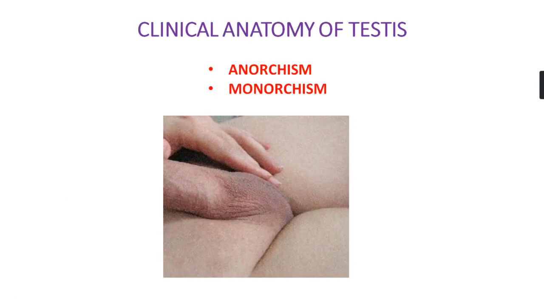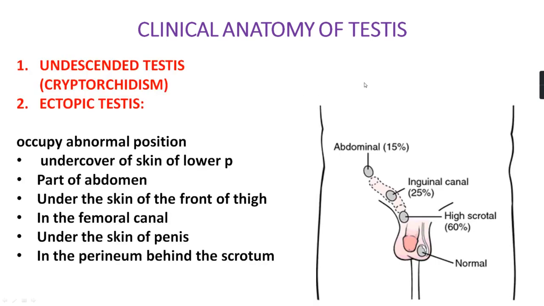Now something about the applied anatomy related to the testes. Anorchism. What do you mean by anorchism? Anorchism means there is absence of testes, unilateral, on one side. It is called anorchism. Same like monorchism. What do you mean by monorchism? As per the name, if bilateral absence of testes is there, it's called monorchism.